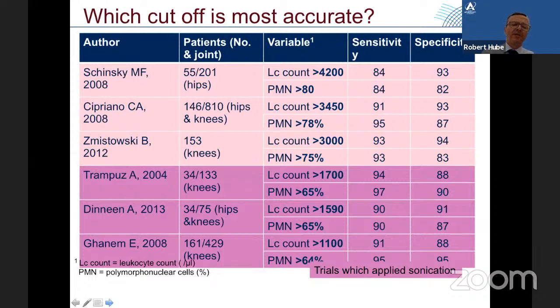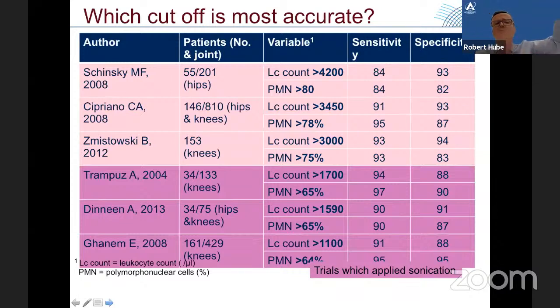You look at Trampuz, and I'm a friend of his, he's working at the Charité where I have my professorship, and he brings up a leukocyte count of 2,700. But the patients he looked at in Switzerland were just 34 out of 133, so it's a definite specific population. And in this population, they looked at a leukocyte count of 1,700. But others looked at other populations, Schinsky 2008, on the opposite side, a leukocyte count of 4,200.